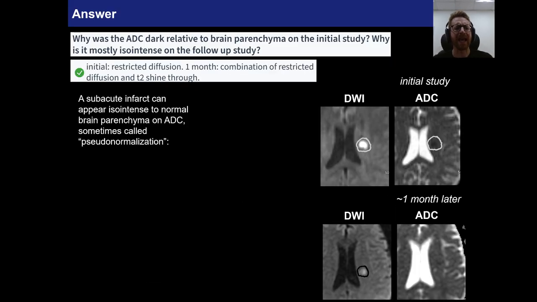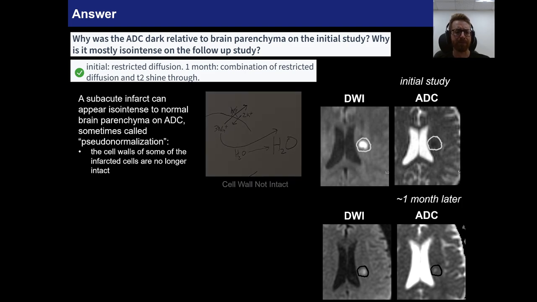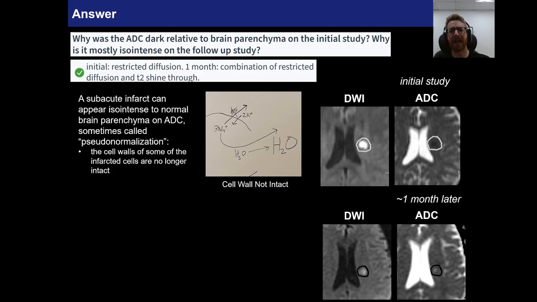Okay, why was the ADC dark relative to the brain parenchyma on the initial study? Well, because of restricted diffusion. Why is it mostly isointense on the follow-up study? Well, that's due to a phenomenon known as pseudonormalization of the ADC. So let's talk about that. Pseudonormalization of the ADC means that the ADC looks normal, but in fact, there's two pathologic things happening. We have some infarcted cells that have lysed their cell walls, and the water is extracellular and freely diffusing.